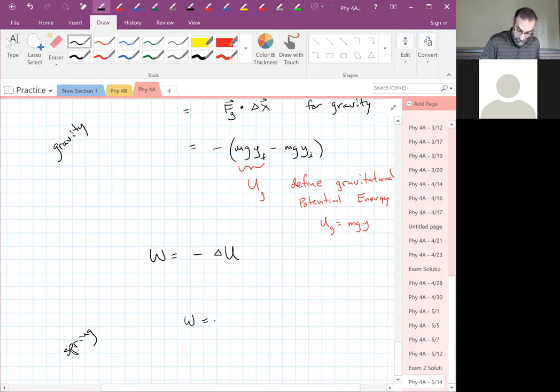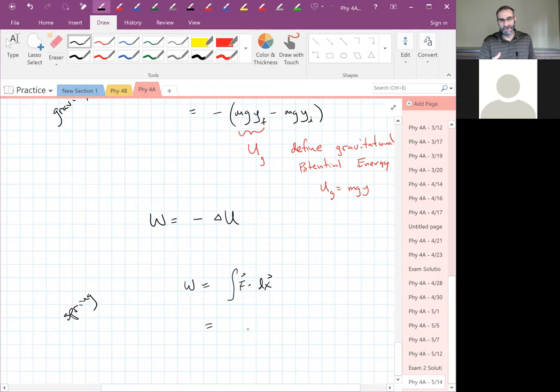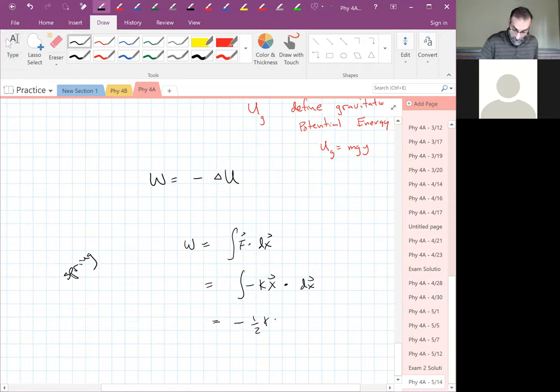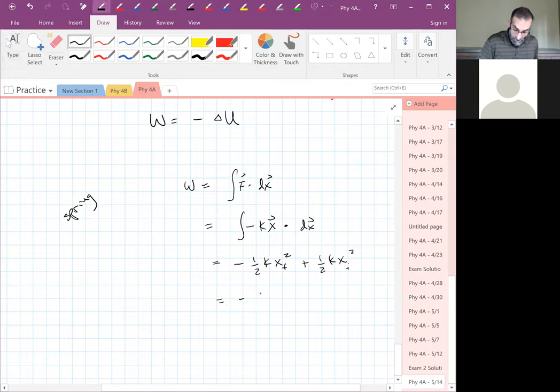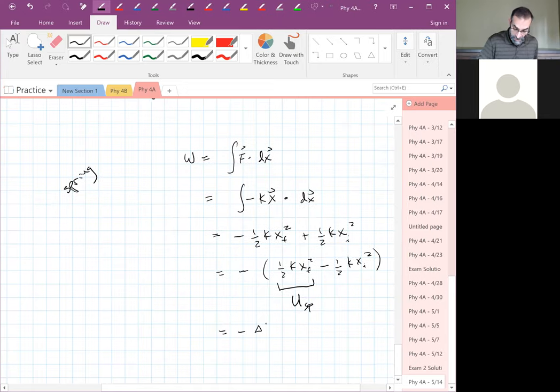For a spring, we say the work done is the integral of F dot dx. I'll try to be careful with my signs, but what's important is what we end up with at the end. So if you're careful with your signs, it's kx dx. You need to write it like a vector equation. You end up with a minus 1/2 k x final squared plus 1/2 k x initial squared, something like that. So we're going to call this U spring. We're just going to define that as U spring. And so this is minus delta U.